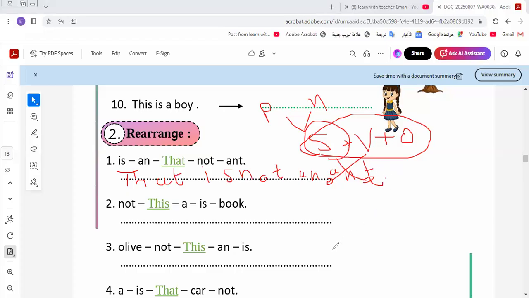Okay. Most of you forget the question mark, and if we forget the question mark, it will be minus half a mark directly. So we must take care when you answer the question in rearranging or punctuation, we must put the question mark if the sentence is in question form. Okay, must do this. Let's go to another one here. This isn't a book.